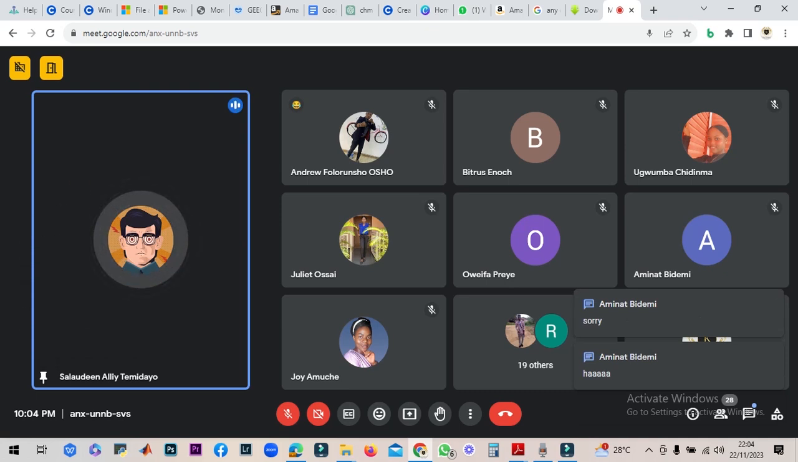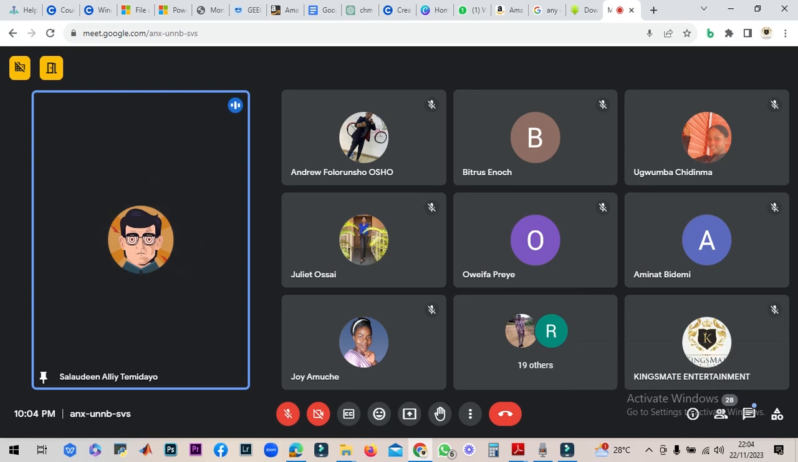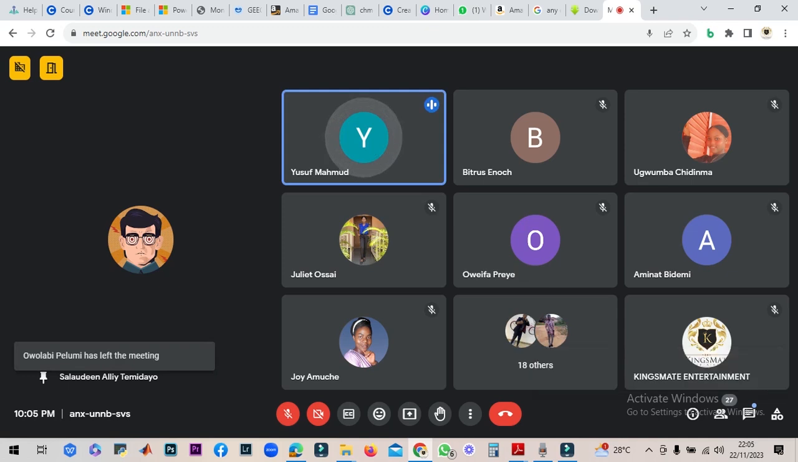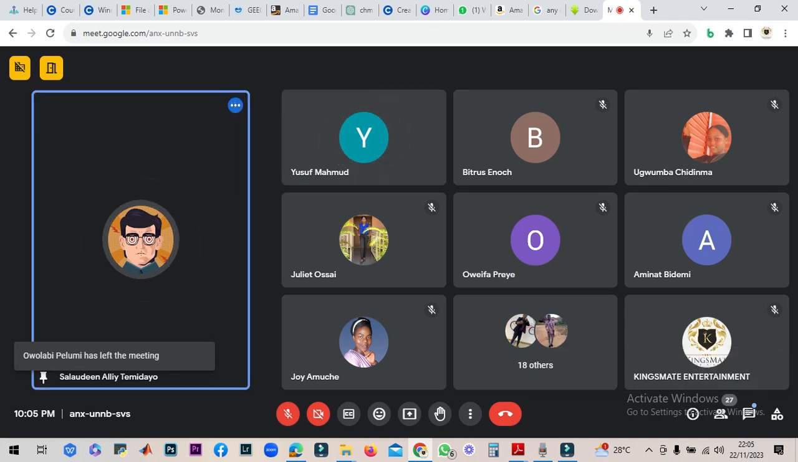The types of mixtures are, so I need someone that's different from Miss Juliet and Miss Aminat. According to the two mixtures given, they mentioned one, they mentioned another one. So Miss Joy, what could be the types of mixtures we have? Homogeneous and heterogeneous. It's as simple as that. Homogeneous is when the components are uniform, while heterogeneous is when they are not uniform.